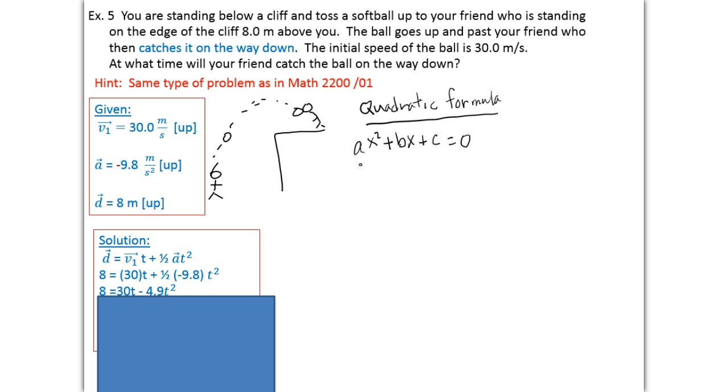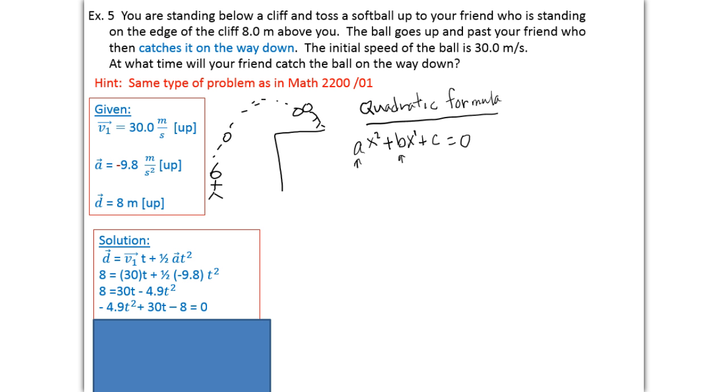All that you need to know right now is that a stands for whatever number is in front of the squared term. Now, we don't have x, but we have t, so it means the same thing. A is just a number in front of whatever term is squared. B is always the term in front of just a variable with the exponent 1. And C is just a plain number.